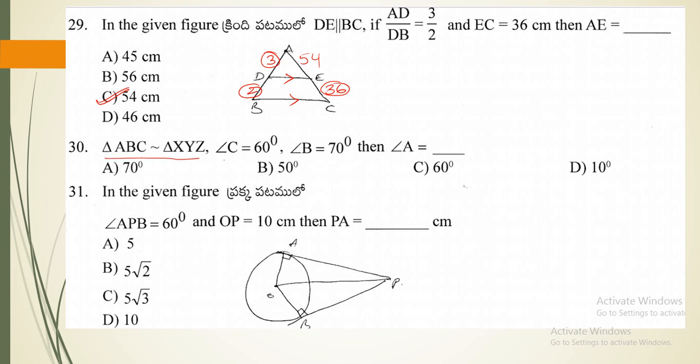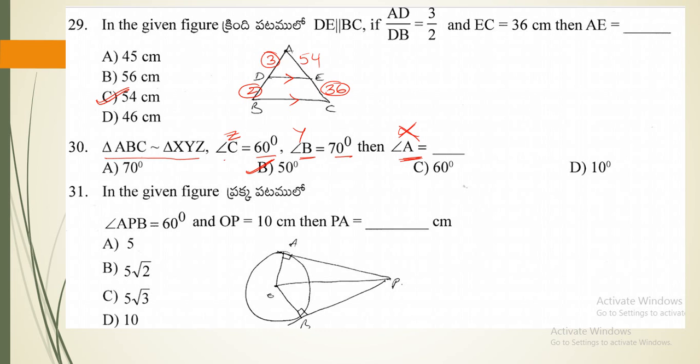Next, triangle ABC is similar to triangle XYZ. That means angle C is angle Z, and angle B is angle Y. Then what is angle A? 70 plus 60 is 130. So the remaining angle is 50 degrees, because the total sum is 180 degrees. So 50, 60, 70 are the angles of those triangles. So if angle A or angle X is asked, both are the same.